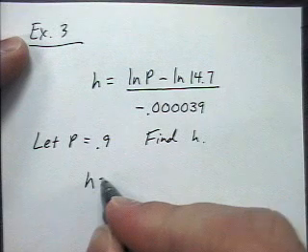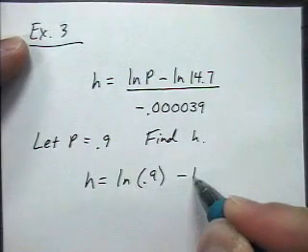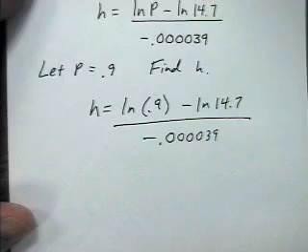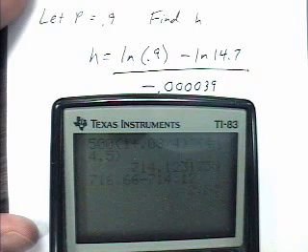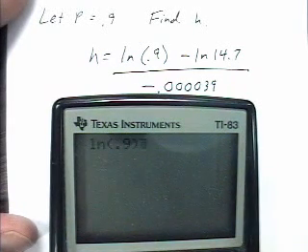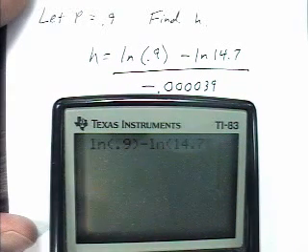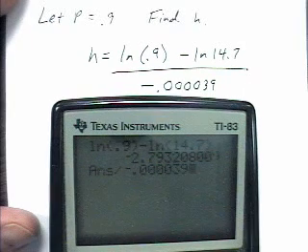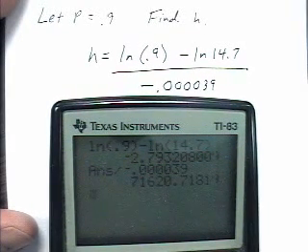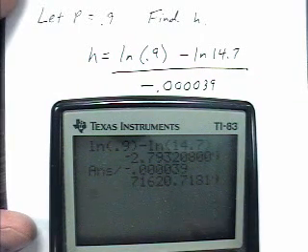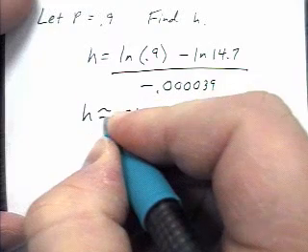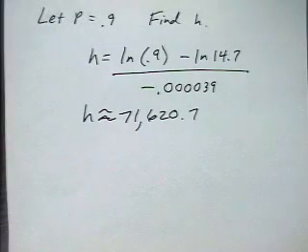Okay, so let's see. Pressure is 0.9. Find H. So they just want me to take the natural log of 0.9 minus the natural log of 14.7 and divide that by this nasty looking number. I'm pretty sure that you children out there are capable of typing ln .9 minus ln 14.7. Enter. Divided by negative 0.0000039. I think there's 4 zeros. Is that right? Yep. Okay. Whoa, 71,620.7. Okay, that's the height above sea level that you have to be before your human blood starts boiling.